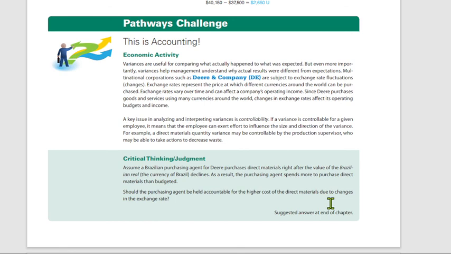So I will leave that question. Actually, the suggested answer is at the end of the chapter, but I want you to first think before you proceed with the suggested answer, given the concept of controllability in variance. Are we going to pinpoint responsibility or accountability to this Brazilian purchasing agent? So that would be I will leave that to you, that question I will leave to you, and we will answer on the succeeding video for this module.